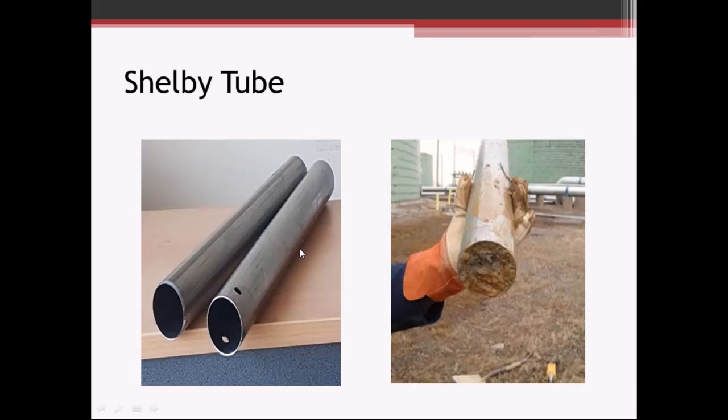Shelby tubes are a thin wall sampler with a sharp cutting edge. They are pushed into the soil using a drill rig or excavation equipment with a jacking system. Shelby tubes, as I mentioned, are considered undisturbed, but once you remove the sample, it's going to be somewhat disturbed. So Shelby tubes actually have a beveled cutting edge on them. But when they're pushed into the soil, it's a little bit smaller diameter than the actual tube, so it reduces the skin friction as the sample goes up into the tube.